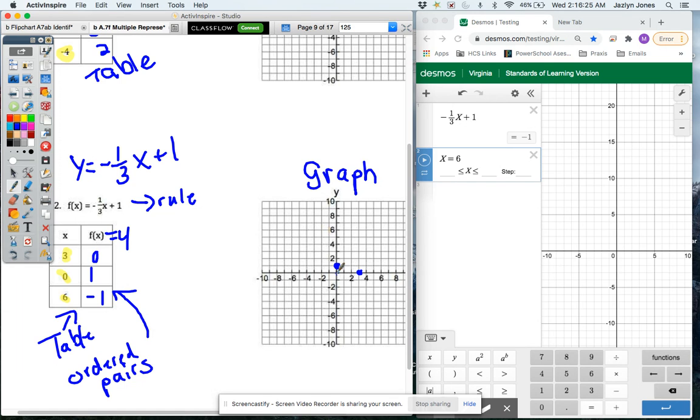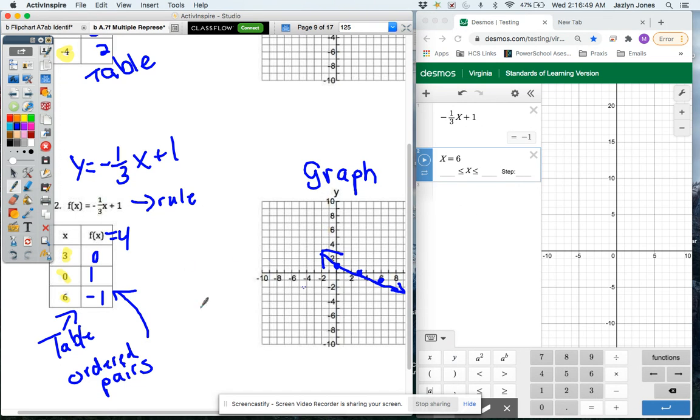I go back to my origin. Then I'm going to go to the right 6 because it's a positive 6. And I'm going to go down 1. Well, now I connect my line. Oops, that was not a good connection. So I'm going to go ahead and connect my line. Then I put my arrows to let me know that it's continuous.